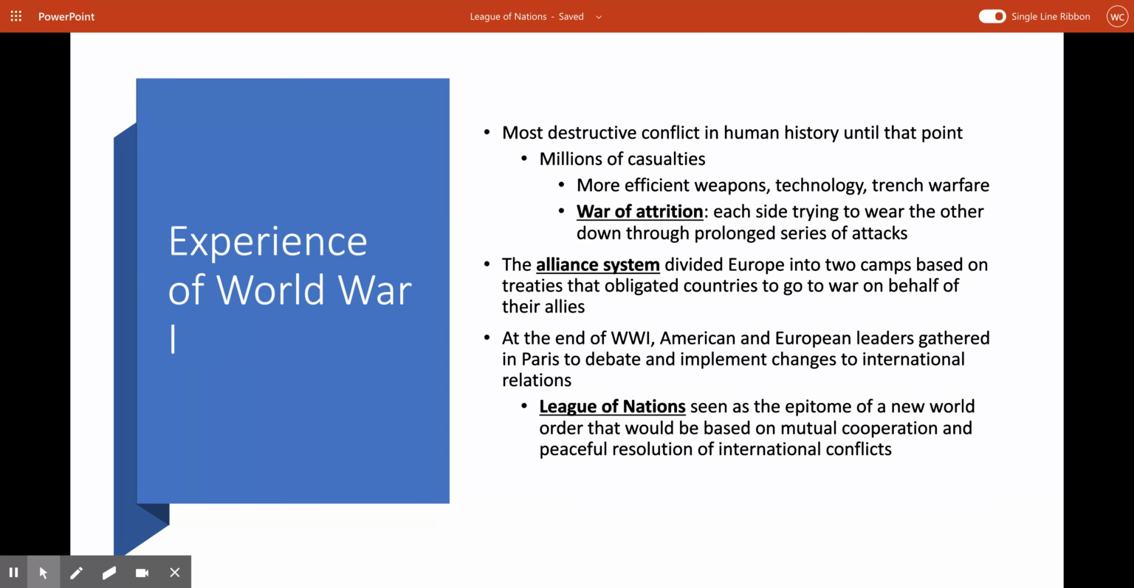In the immediate aftermath of the war, American and European leaders gathered in Paris at the Paris Peace Conference, right, to debate and to try to implement some far-reaching changes to international affairs, to the pattern of international relations. They wanted to change how things were being done because they saw how horrible this war had been. They wanted to do things differently. So the League of Nations was seen really as the epitome of a new world order based on mutual cooperation, right? Working together, and the peaceful resolution of international conflicts.